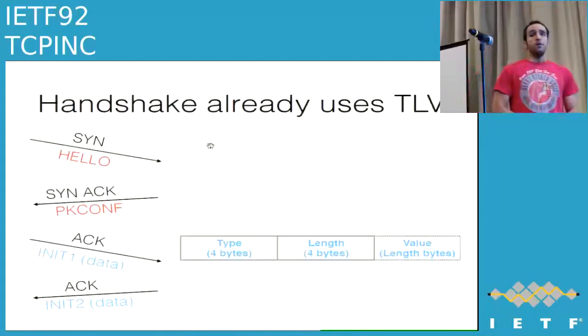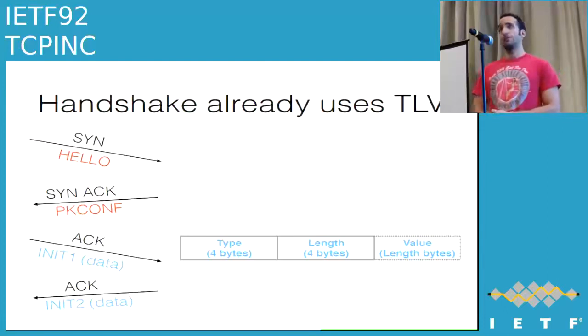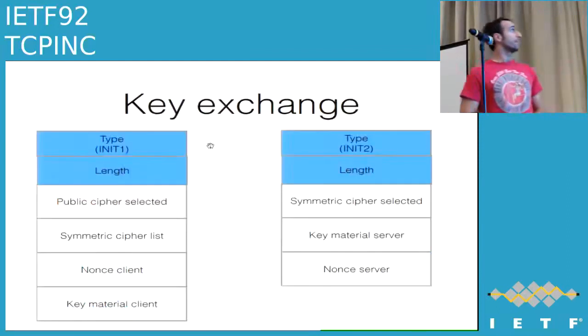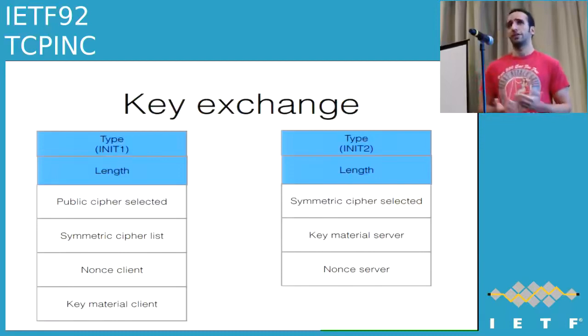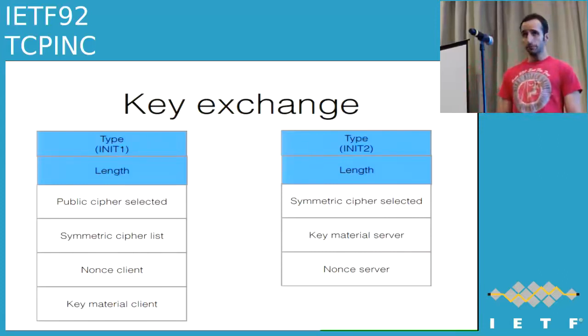So, Tcpcrypt already uses a type length value encoding for the init1 and init2 messages. In fact, let's just go to the next slide real quick. Right now we've got a magic number for an init1, which is effectively a type. We've got a length and then all the key material for the client. And then the init2 message, again, it's got a type, a length, and a bunch of key material for the server. So TLV is already being used for the handshake. Now the question is what it would look like if we use TLV afterwards.